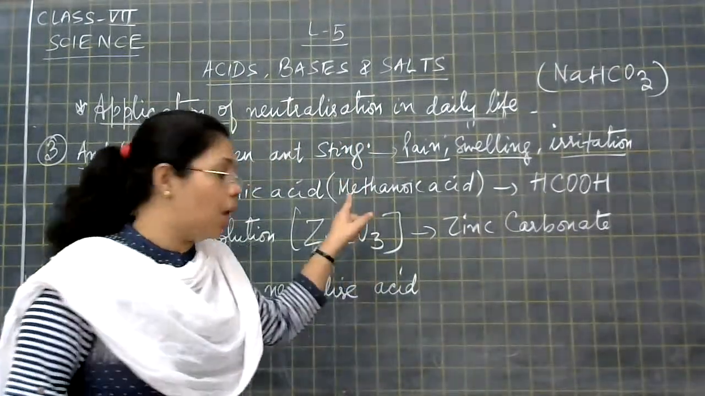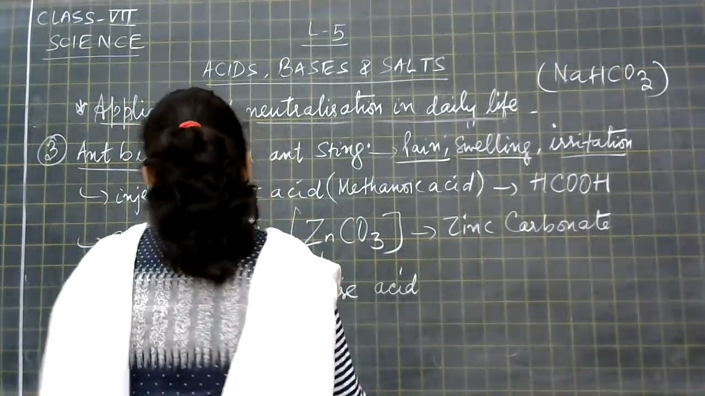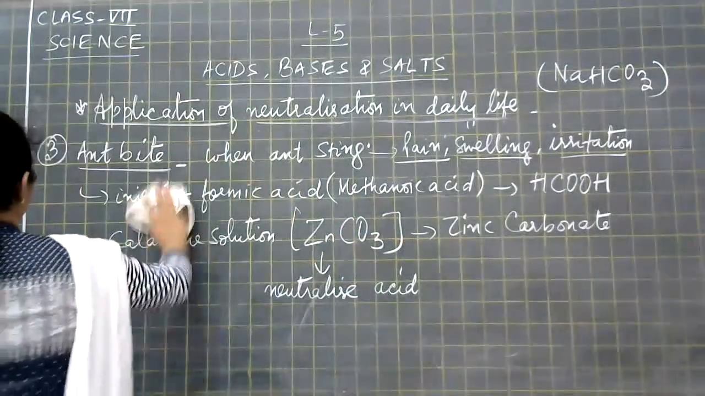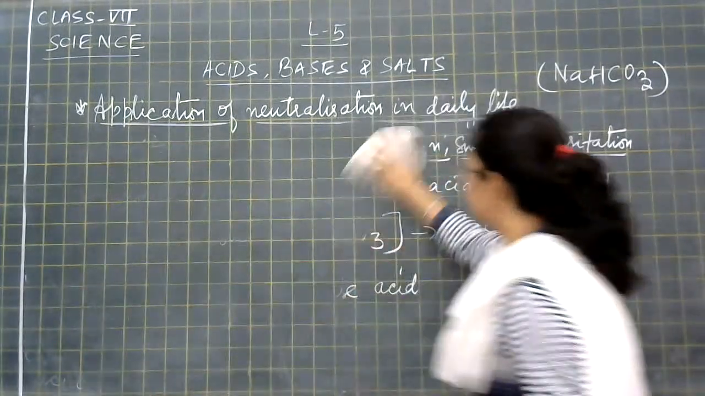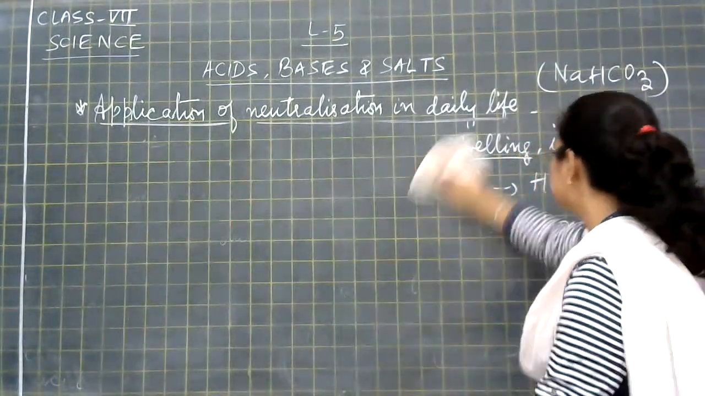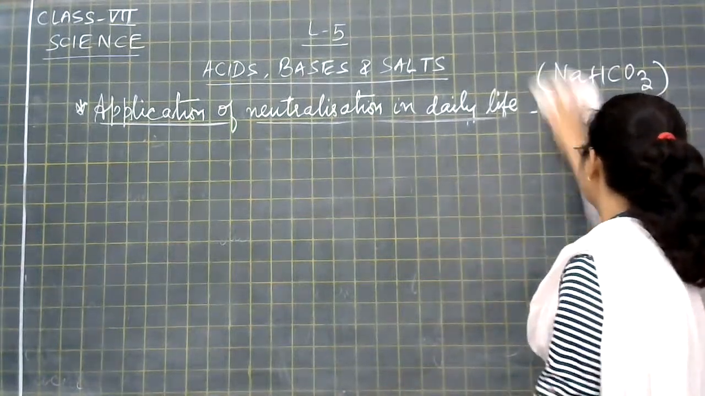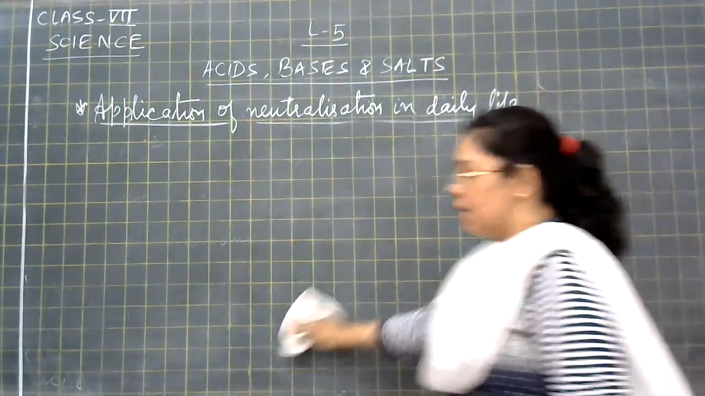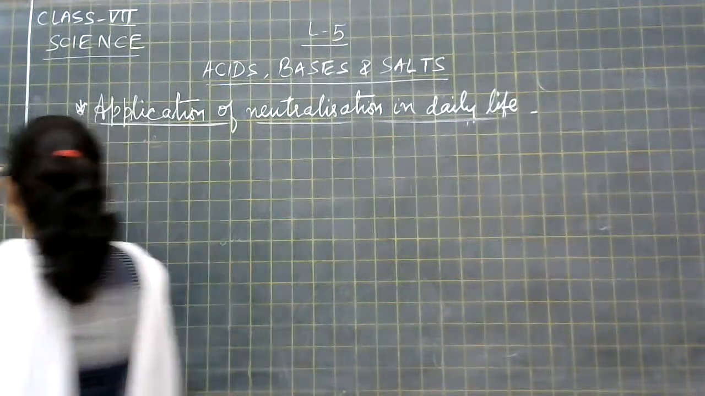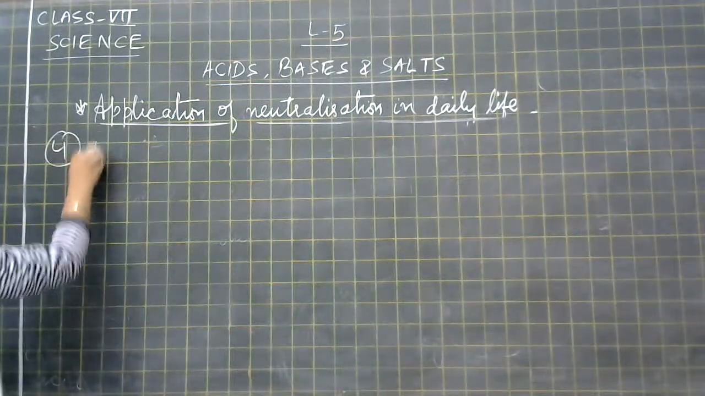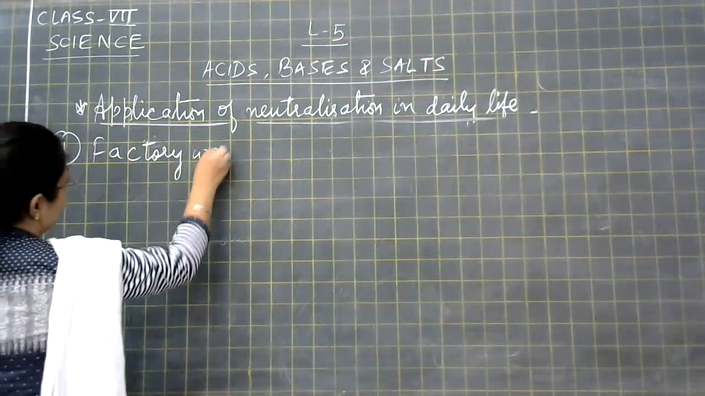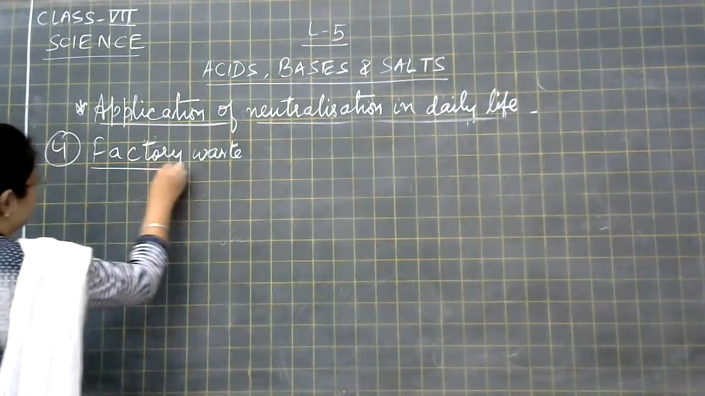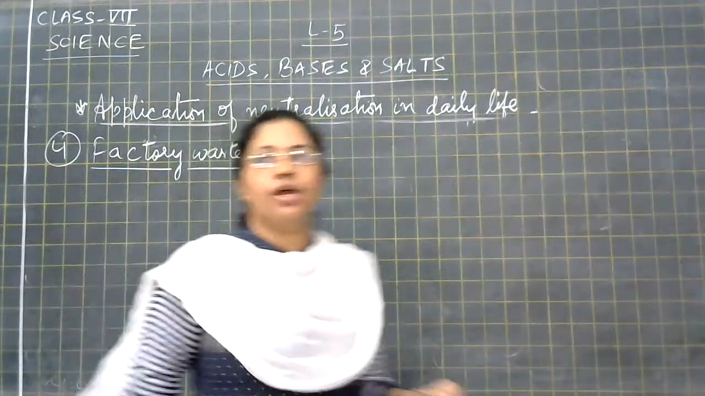So that is about ant bite, right? That is another application of the neutralization process in our daily life, right? Now the next one which we can look at is factory waste. That one is factory waste.